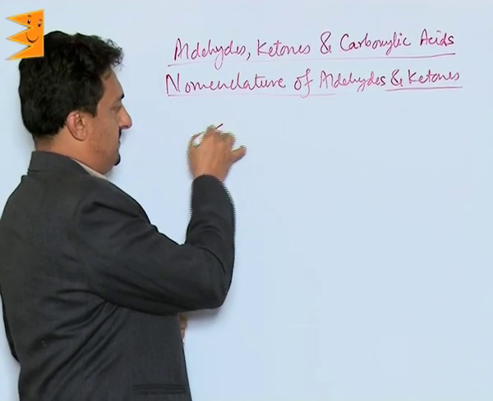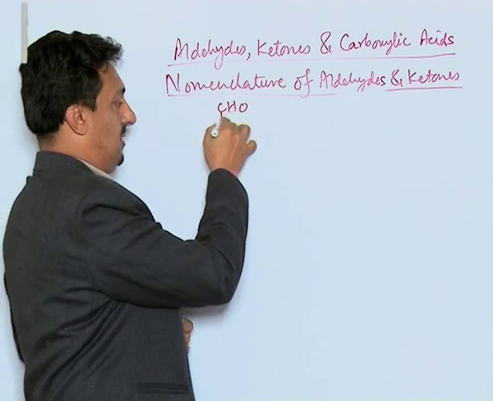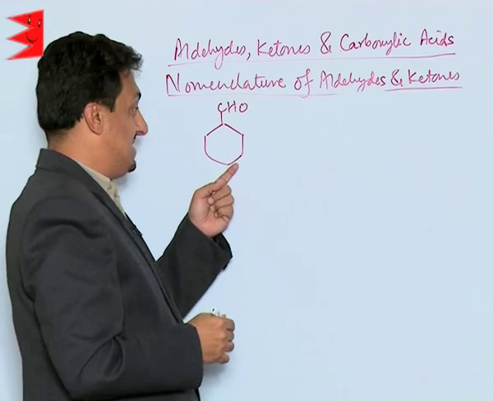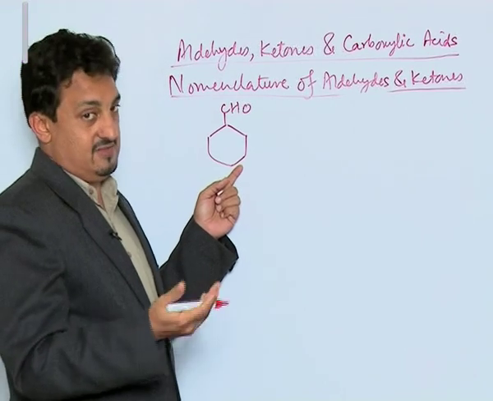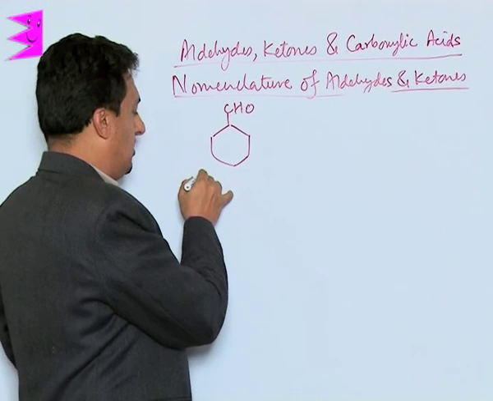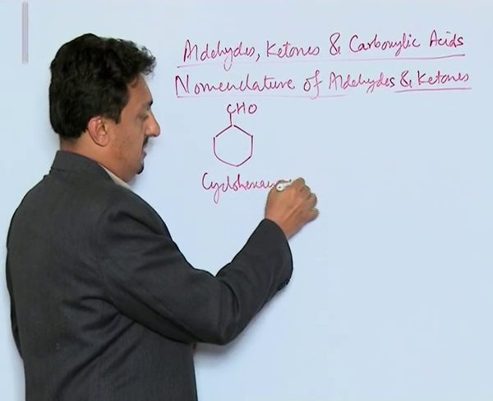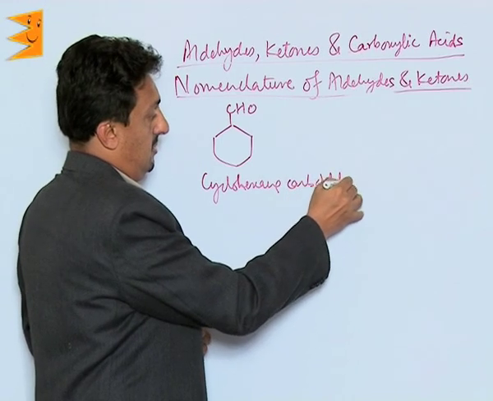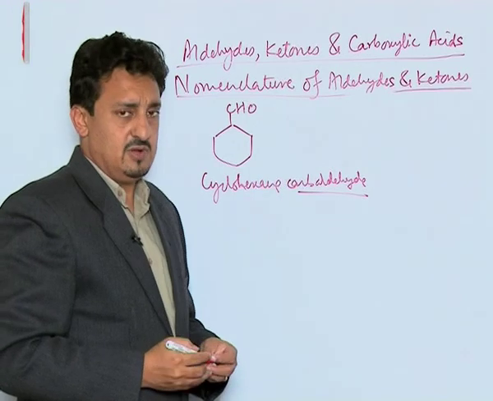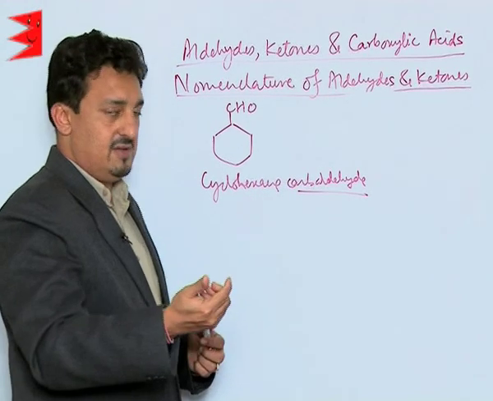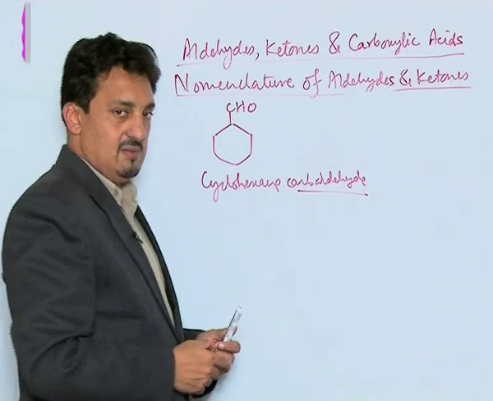Like if they are present on a cyclohexane ring, we can't call this cyclohexanal because this is having 7 carbons. We cannot call this cycloheptanal because the 7th carbon is not part of the chain. So we call it cyclohexane carbaldehyde. That's the alternate name the IUPAC have suggested. If we are not able to count the carbon of a functional group, we name it by some alternate name, that this CHO is called carbaldehyde, and its common name will be cyclohexyl carbaldehyde.